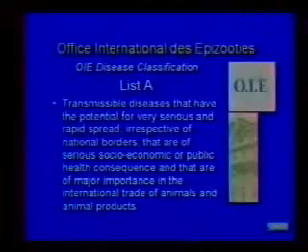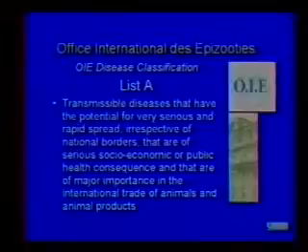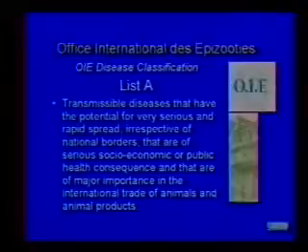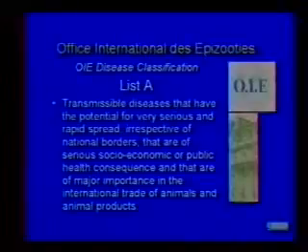Now, the diseases that normally we consider to be foreign animal diseases, at least from the perspective of here in the United States, are those that are characterized by being very transmissible, and they have the potential for very serious and rapid spread, irrespective of national borders. And of course they have serious socio-economic or public health consequences, and they become very important, therefore, in the international trade of animals and animal products.